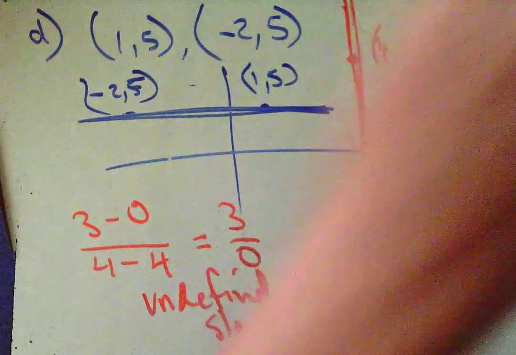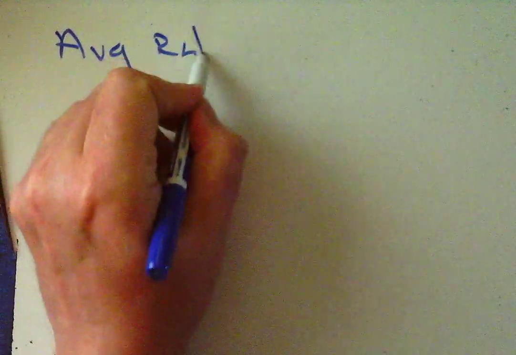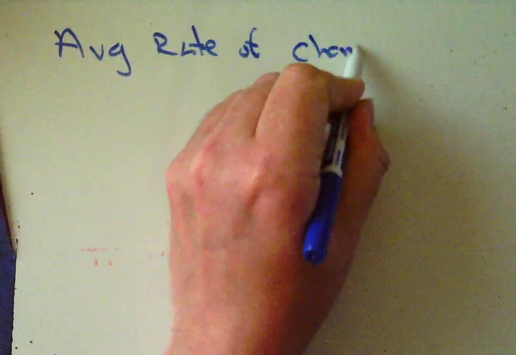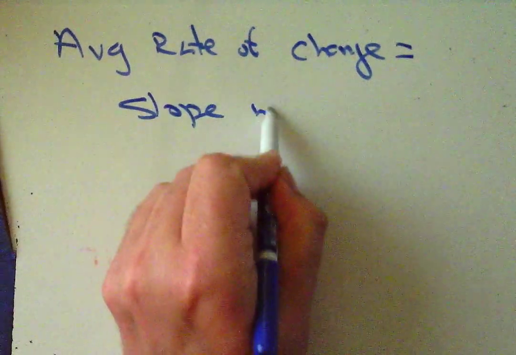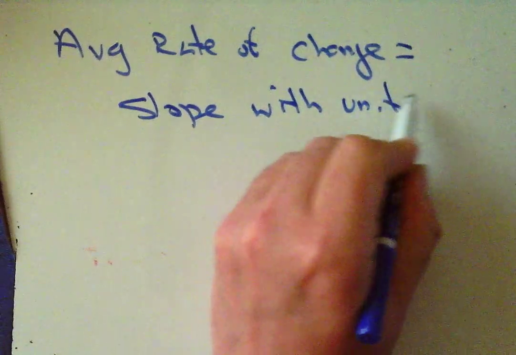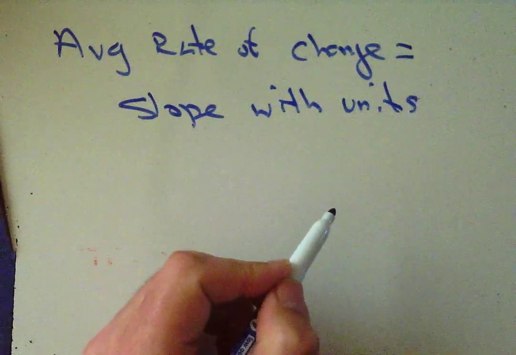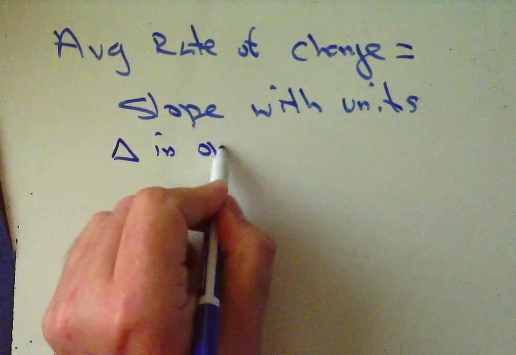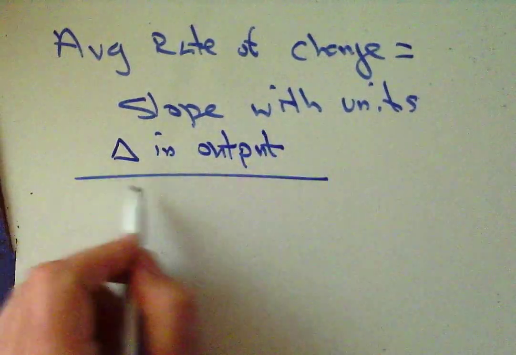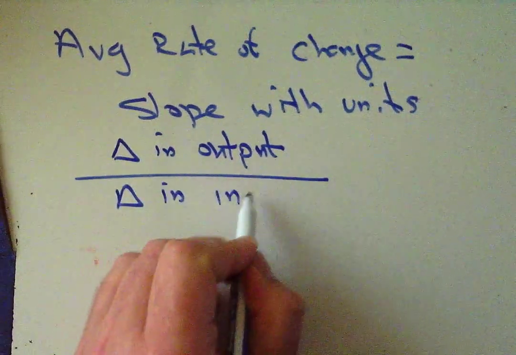Okay. Next, let's talk about average rate of change. Average rate of change is something that comes up in our class and is terribly important for those of you going on to calculus. Average rate of change for us can be thought of as slope with units. Slope with units. It's a change in the output with respect to a change in the input.